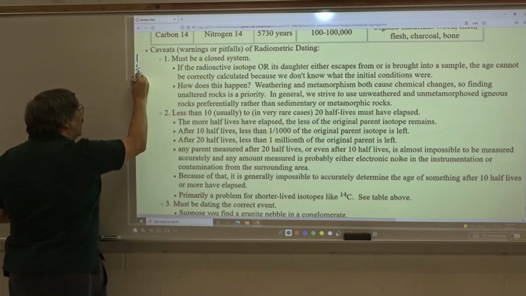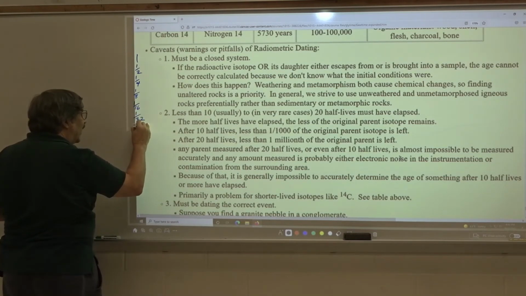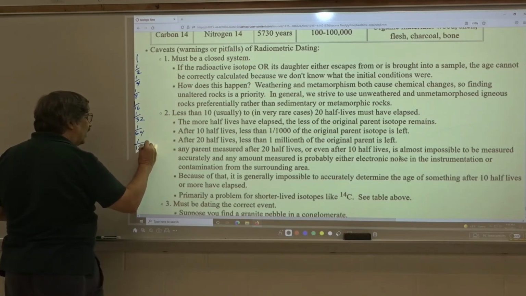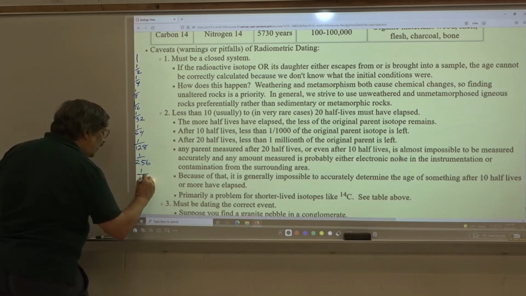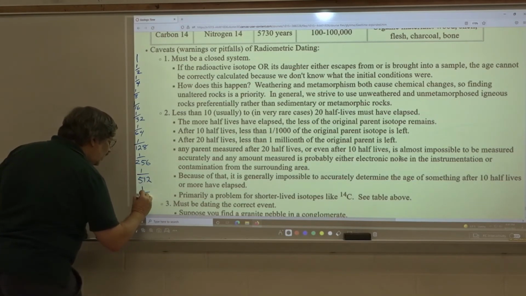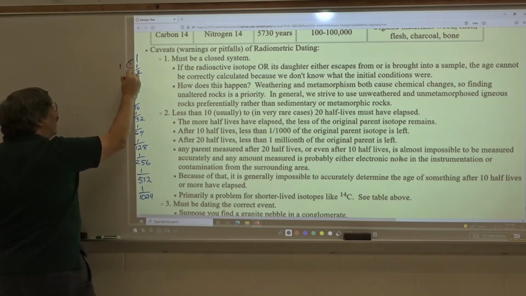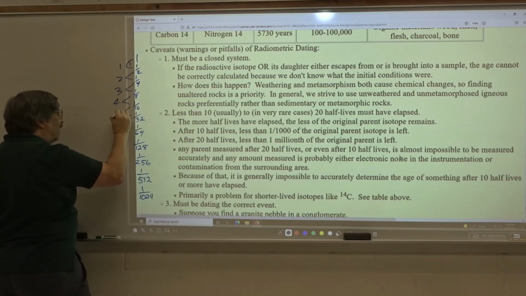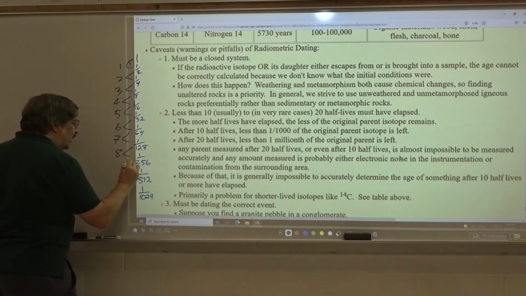Then you have half, then a quarter, then an eighth, then a 16th, then a 32nd, then a 64th, then 1/128th, then 1/256th, then 1/512th, then 1/1024th, and this is after 1 half-life, 2 half-lives, 3 half-lives, 4, 5, 6, 7, 8, 9.